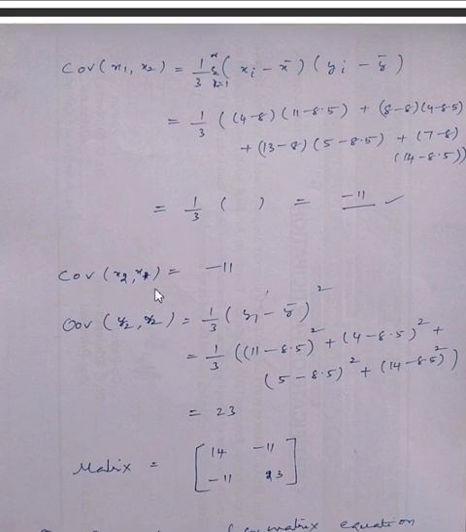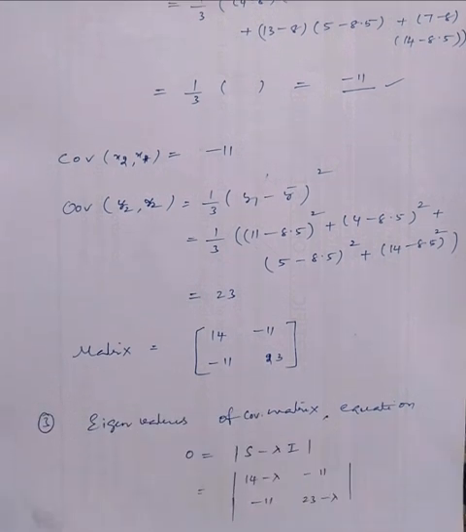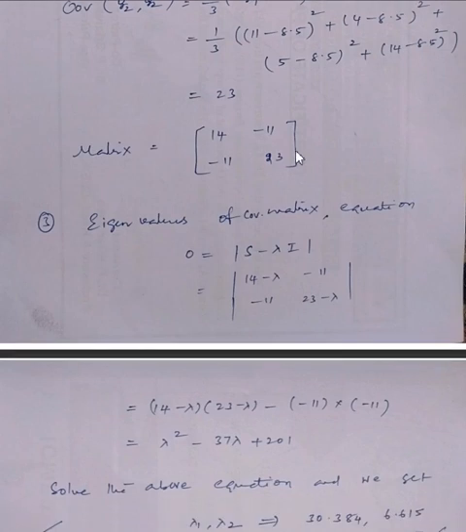Similarly, the third value is x2, x1, which is also the same, minus 11. The last value in the covariance matrix is yy, that is x2, x2. So it is (11 minus 8.5) whole square, (4 minus 8.5) whole square, (5 minus 8.5) whole square and so on. You will get the fourth value as 23. So now the covariance matrix is 14, minus 11, minus 11, 23.